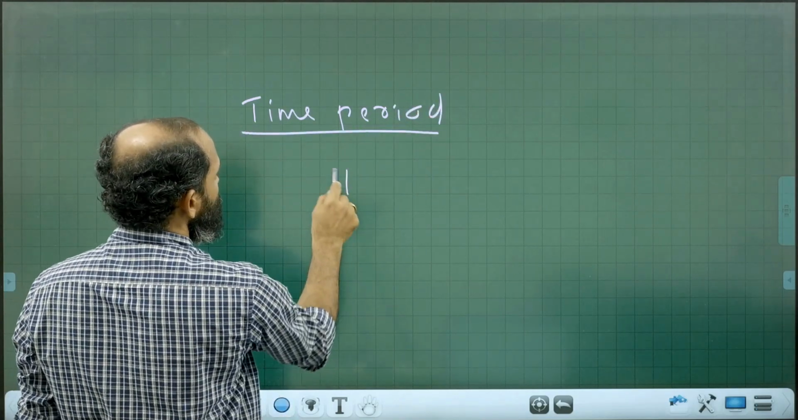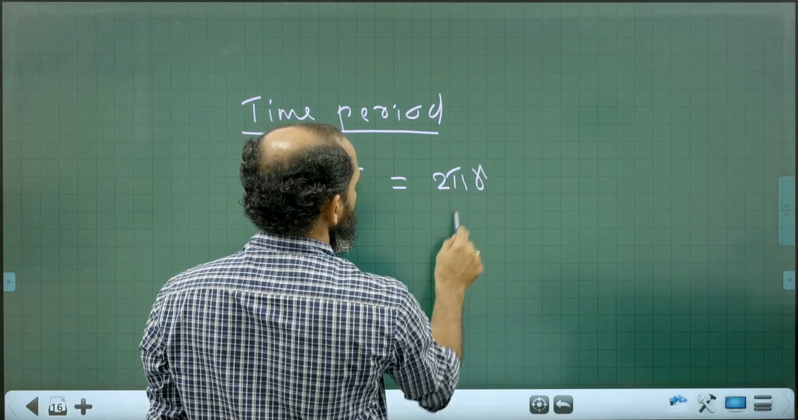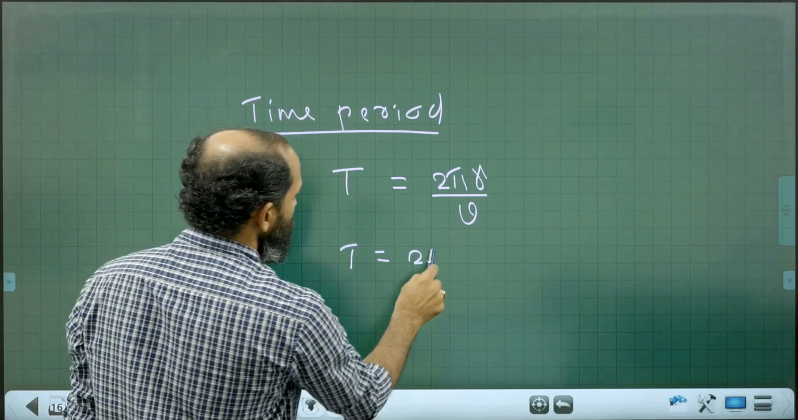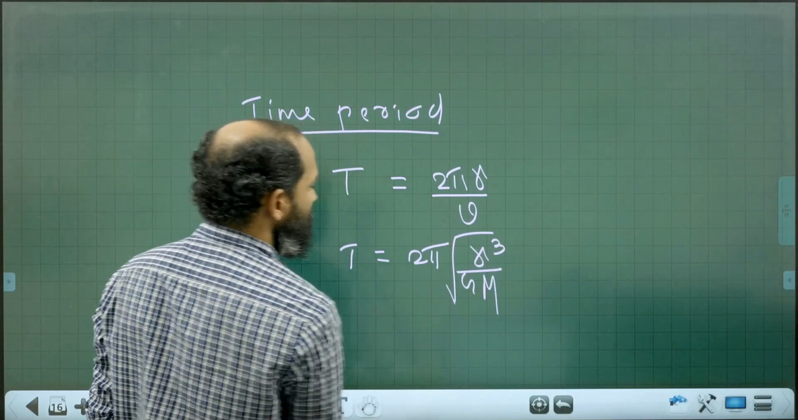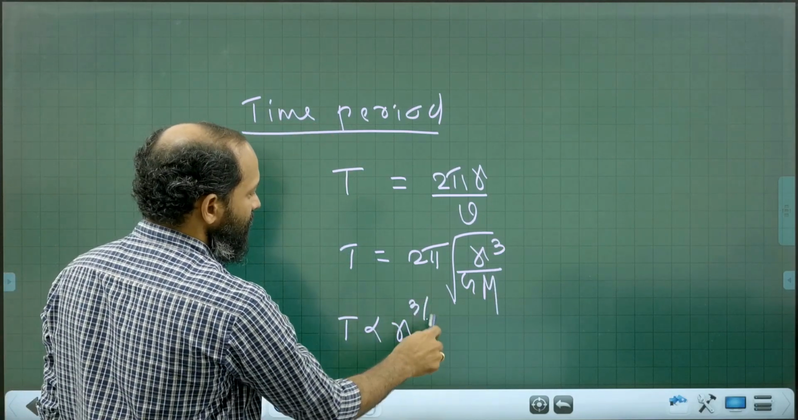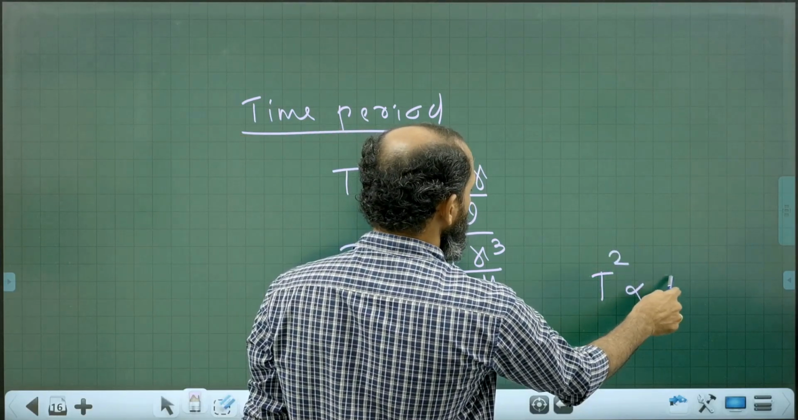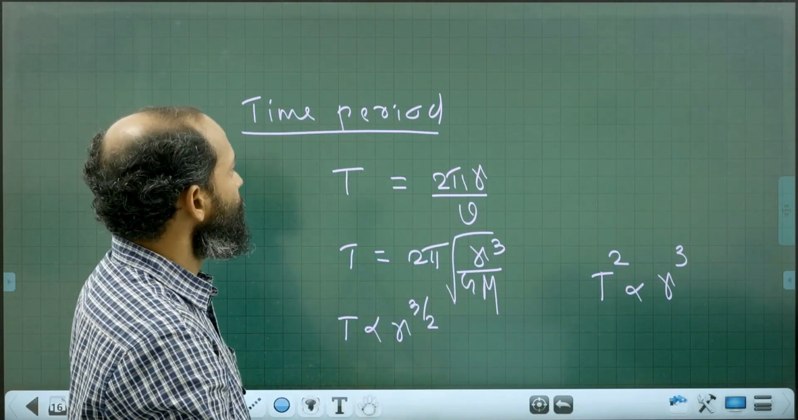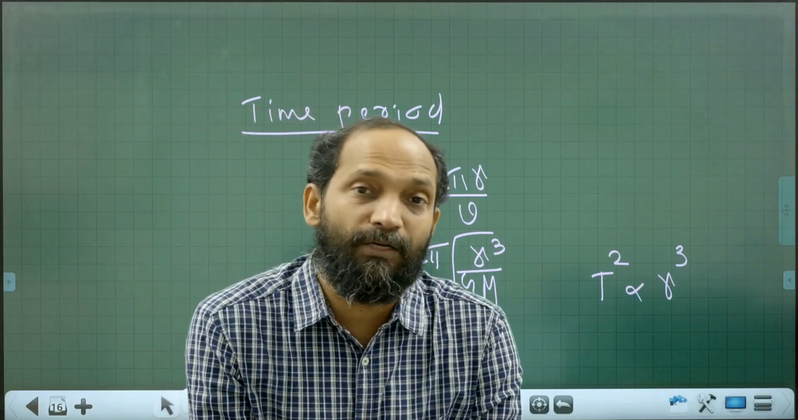Time period of a satellite is equal to distance traveled divided by speed. So time period is equal to 2 pi root of r cube divided by GM on substitution. That is, T is proportional to r raised to 3 by 2. As in Kepler's law, we get the similar result, T square proportional to r cube. It is true for circular orbits also. A satellite can have a circular orbit and also it can have elliptical orbits.